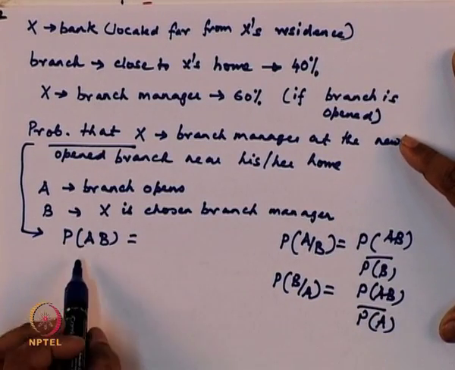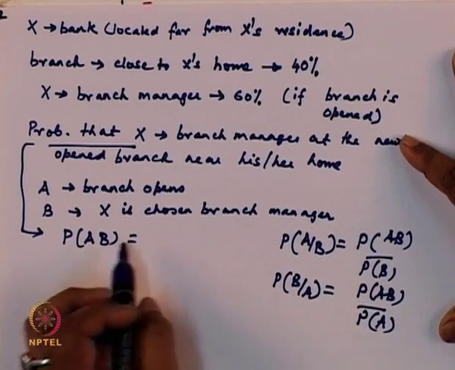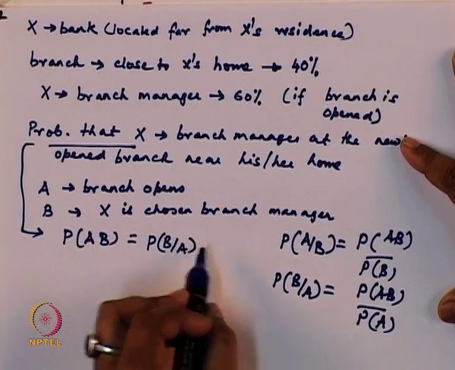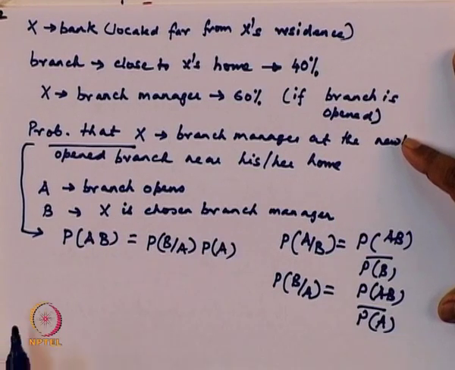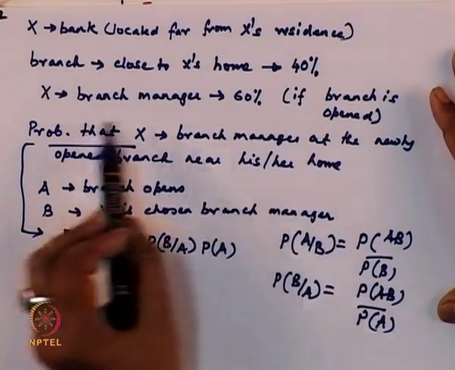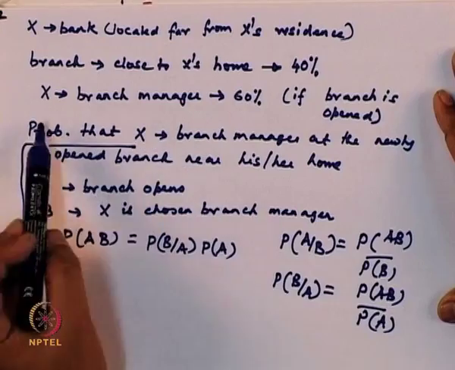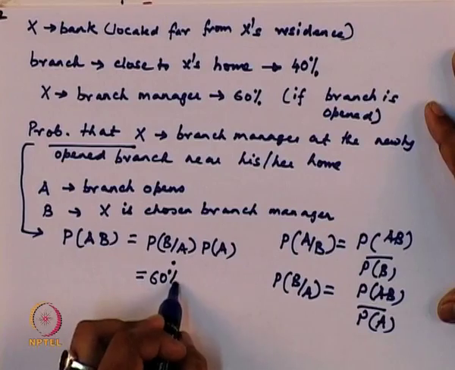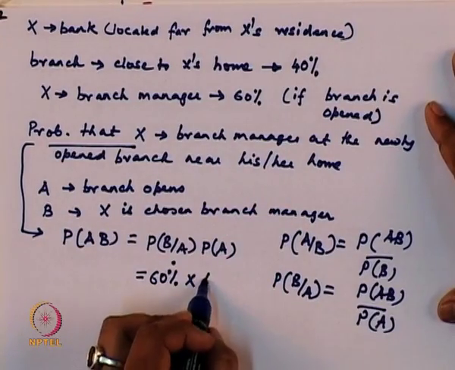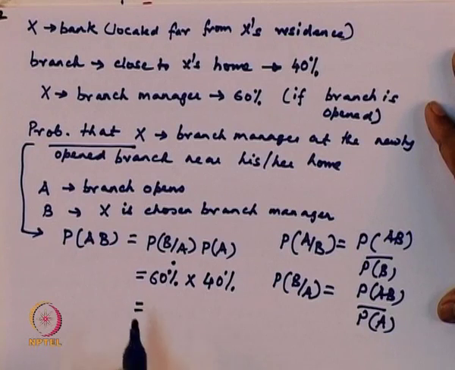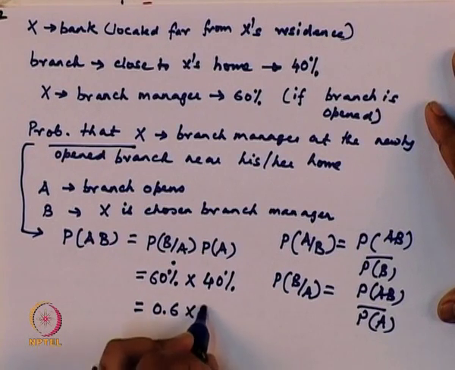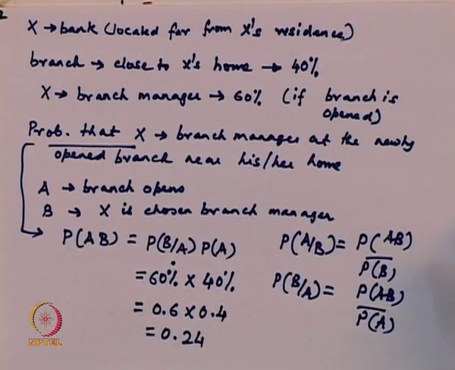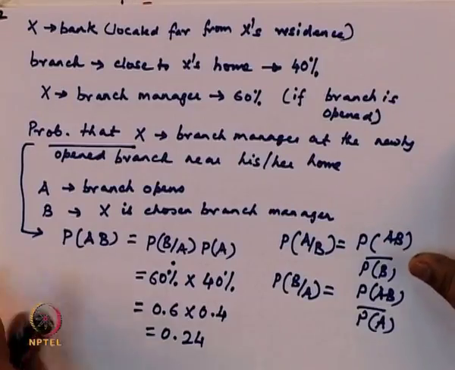Okay. So, from this expression I can write P(AB) is simply equal to P(B given A) into probability of A. So, this 60% statement is nothing but probability of B given A, which is equal to 60%, and probability of A is 40%. Okay. So, you get the answer of 0.6 into 0.4 equal to 0.24.